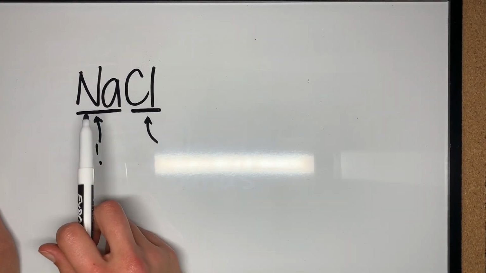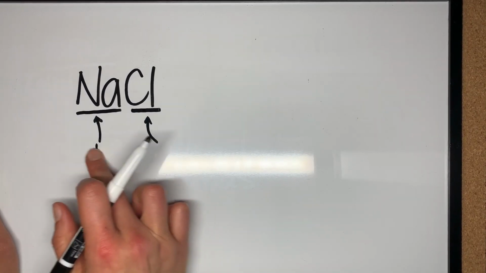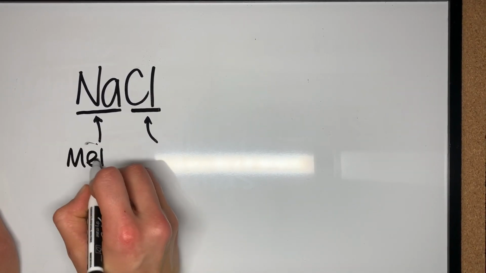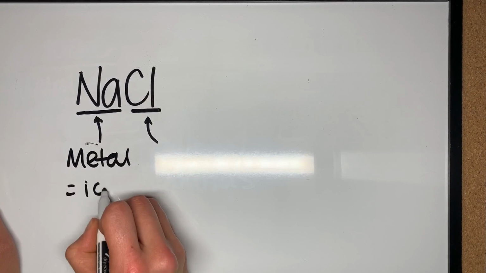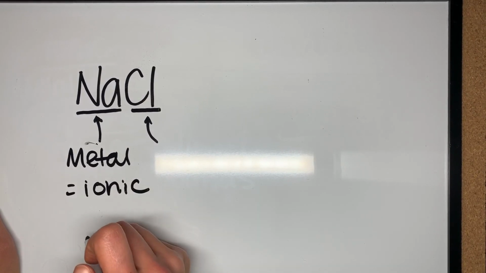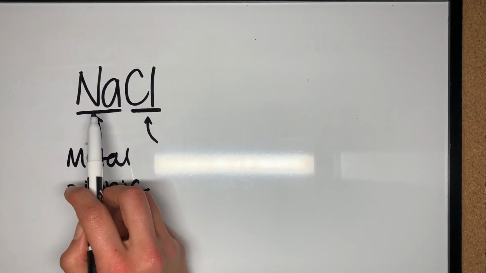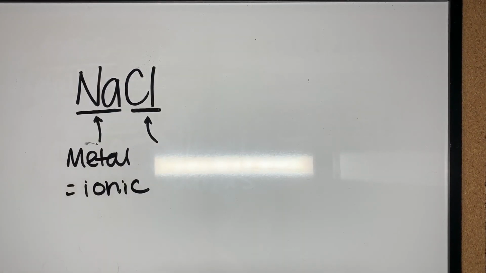If the first element is a metal, that means it is an ionic compound. So this one, NaCl, Na is in group 1. Therefore, that makes it a metal. It's also to the left of the staircase. So NaCl is going to be an ionic compound.